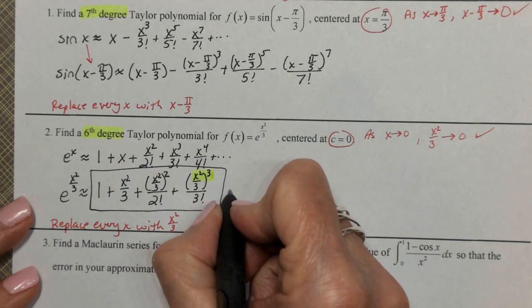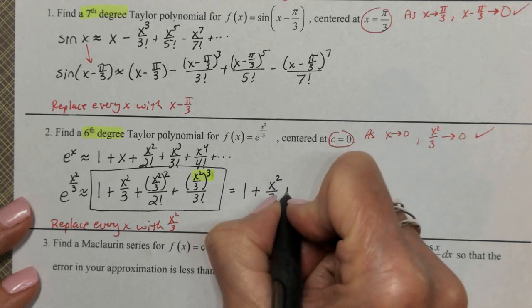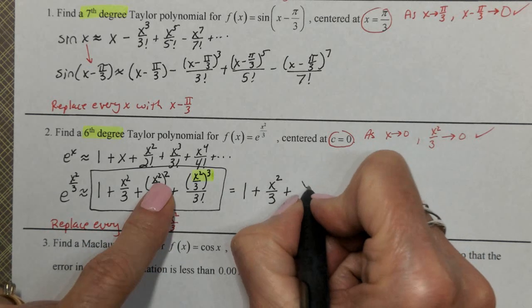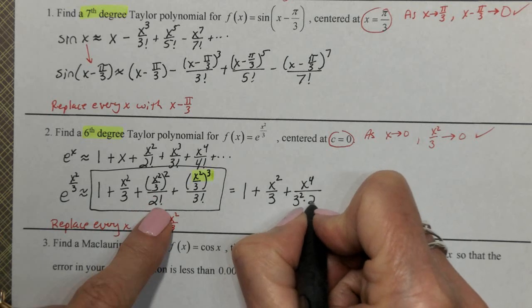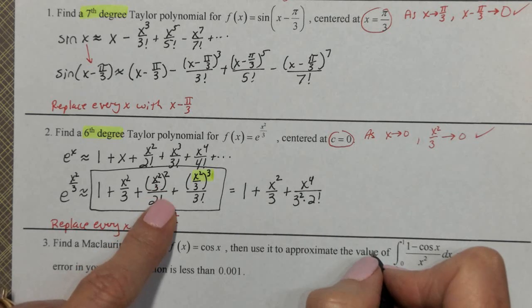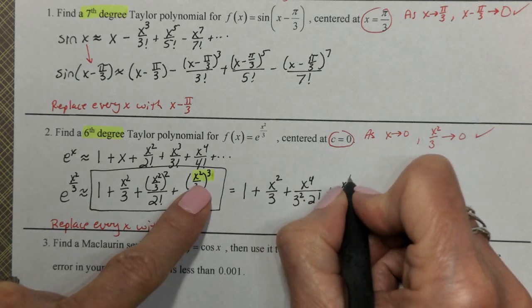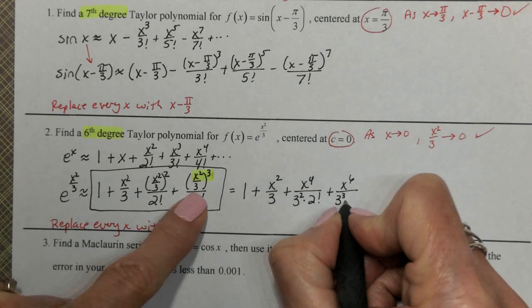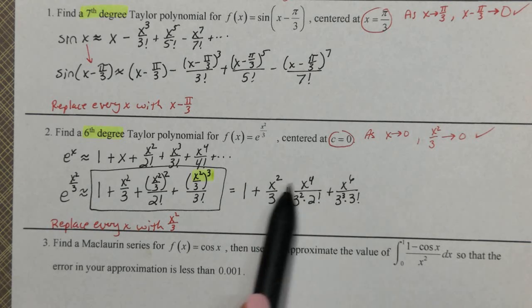But as a multiple choice question, this would be 1 plus x squared over 3 plus, they would write this as x to the 4th divided by 3 squared times 2 factorial. Okay, I'm multiplying top and bottom by 3 squared to get that 3 squared in the bottom here. Plus x to the 6th over 3 cubed times 3 factorial. And no plus dot dot dot, it stops right there. Okay? So if it was multiple choice, this is how they would do it.